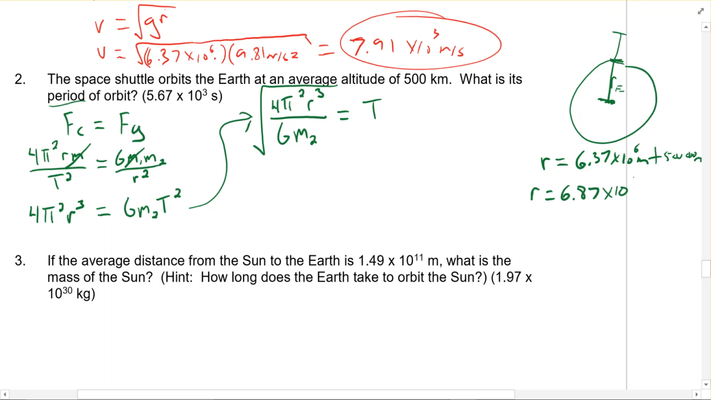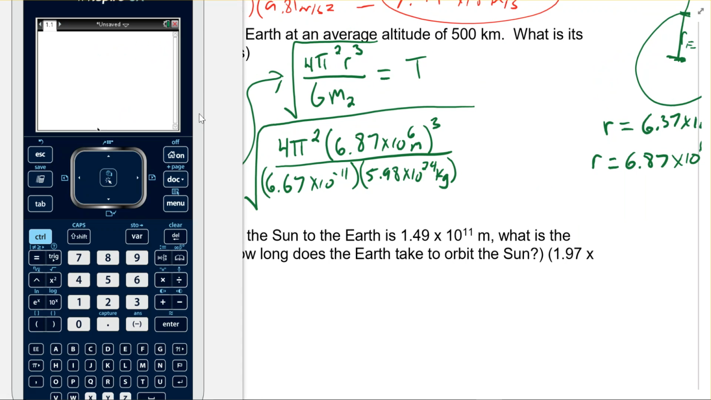Times 10 to the 6 meters. All right, so that's what's going to go in for R. So I'm just going to pause it now and put all my numbers in. Okay, now we're going to see if we can put this in our calculator properly. So I'm going to show you how I would do it.